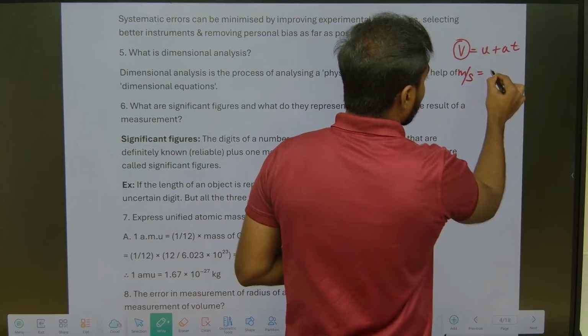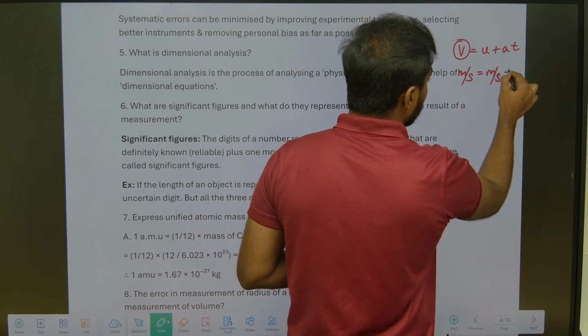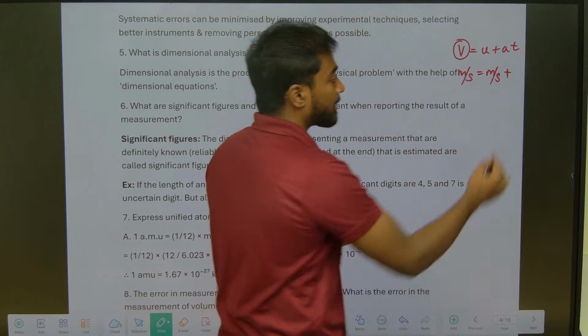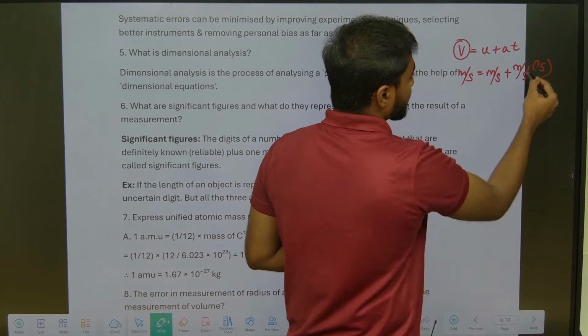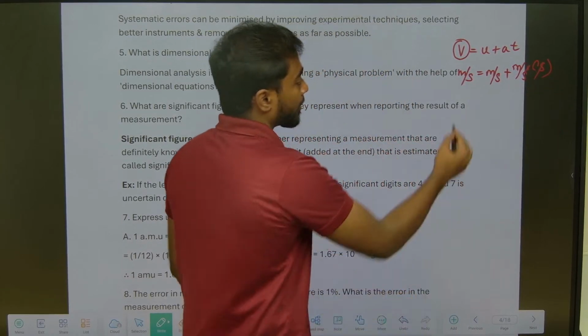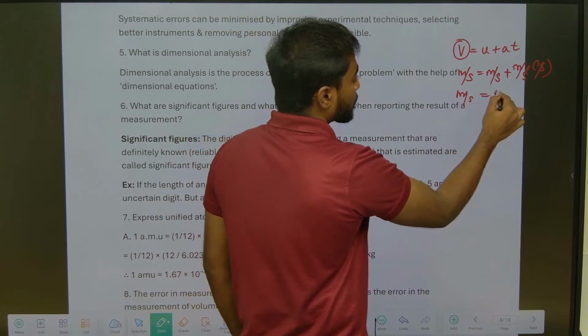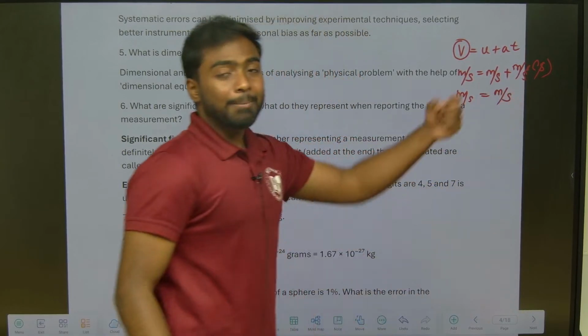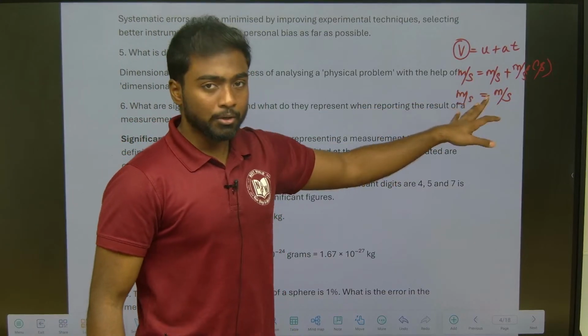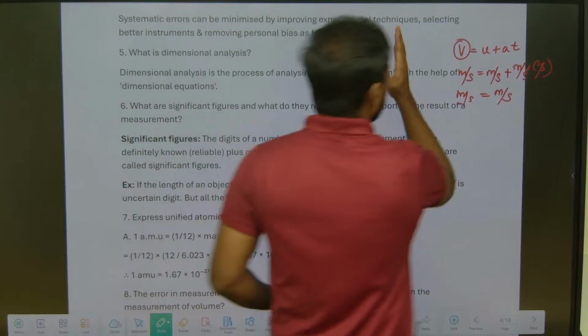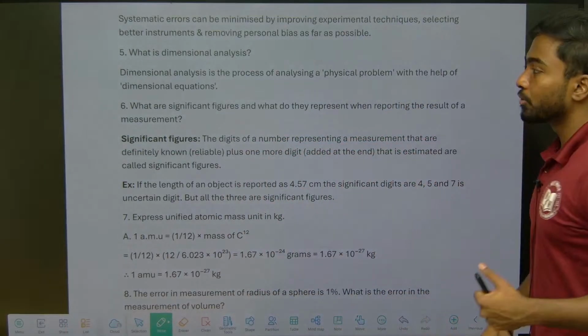Initial velocity is also meter per second. What about acceleration? Meter per second square, and the time is second. So the second will get cancelled, and meter per second will be equal to meter per second. Leave aside the magnitude, but I need to know about the units. This is how dimensional analysis is useful.